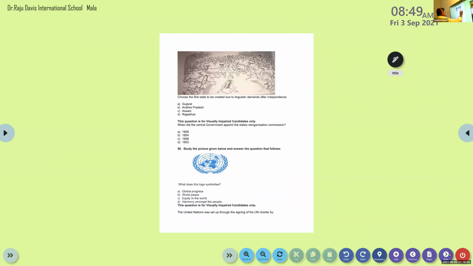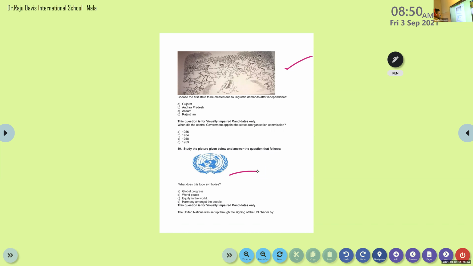So here you can see picture-based questions are there. The first state to be created due to the linguistic demands after independence. Okay, an idea? Andhra Pradesh, correct answer. Okay, study the picture given below and answer the question as that follows. What does this logo symbolize? What logo is this? World peace.